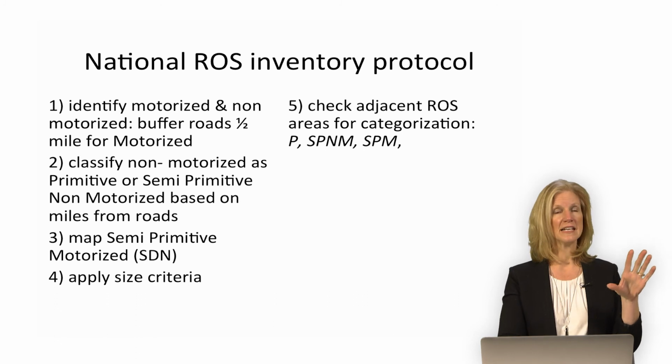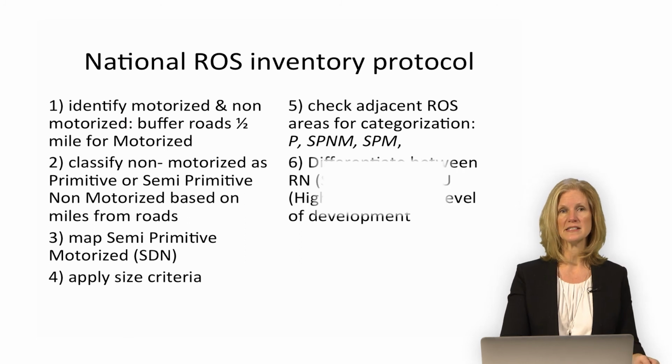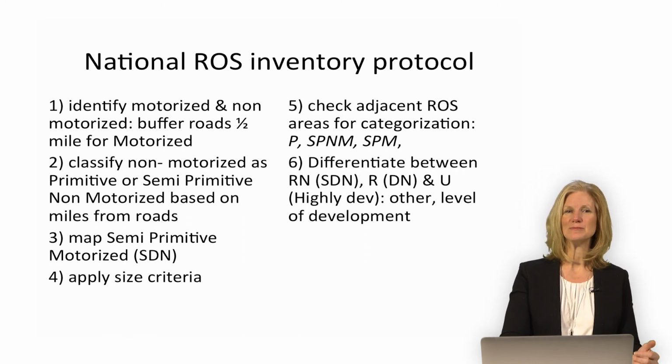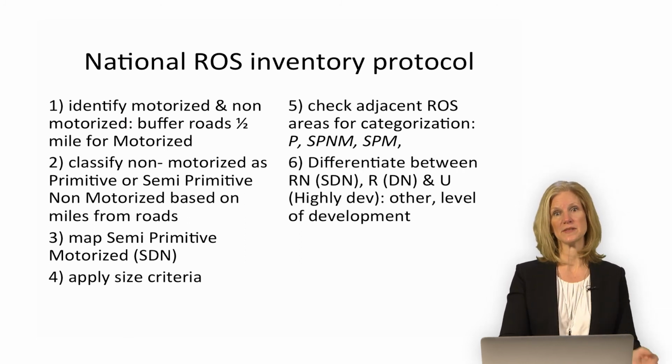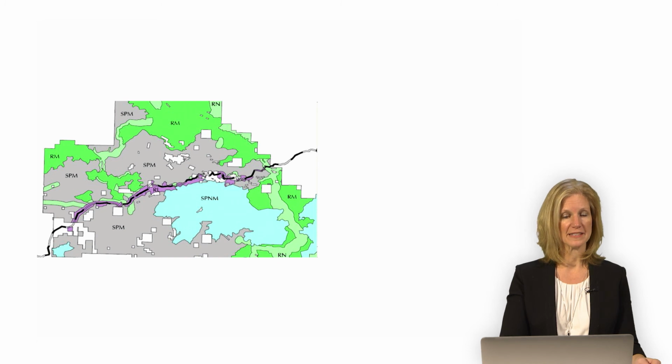Is it primitive, semi-primitive non-motorized, or semi-primitive motorized, recognizing that you need to buffer primitive areas, and then differentiating between those on the other end of the spectrum by level of development. When you do that, you'll end up with a map that looks like something from this example.